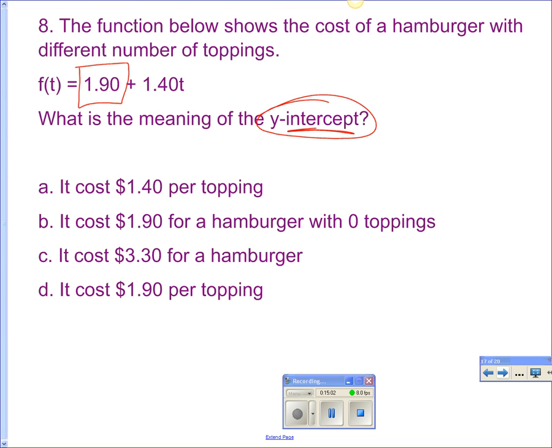Guys, remember the very beginning of notes today? What did I say always went with intercept? Thank you, Julius. A 0. When you see intercept, it's going to go with 0. So we know it's 1.90. So I can mark out A and I can mark out C because it's got to have 1.90 in it. Now, does it cost $1.90 for 0 toppings, or does it cost $1.90 per topping? If it was per topping, what would it have to have next to it? A letter. Good. A variable. Good. Okay. So B is your answer.